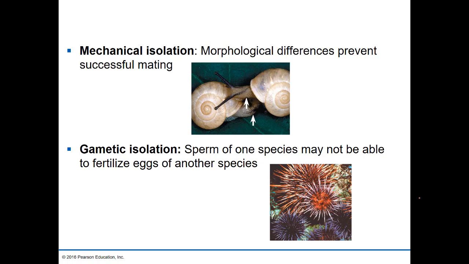Mechanical isolation would be some morphological difference that prevents them from mating with one another. So it's not a lock and key mechanism. They don't fit together for whatever reason. These snails kind of exhibit that. They'll try to mate with one another, but they don't fit together properly, and so they can't actually complete the act of mating. Sperm cannot be received by the egg. Gametic isolation is where the sperm of one species may not be able to fertilize the egg of another species. They're able to mate with one another, but the sperm can't do the job because the egg will not accept it.